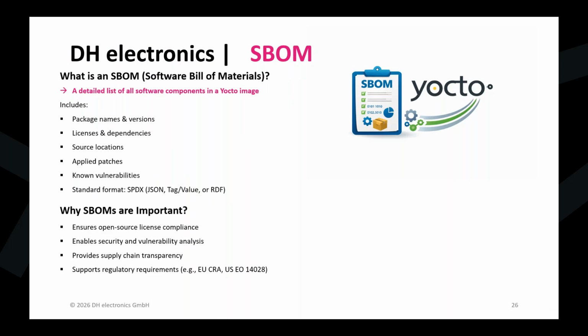The next question is, why do we need the SBOM? First of all, we have to ensure open source license compliance. Next, we need detailed information about the content of an image, otherwise we cannot check it for CVEs. The SBOM also provides us with information about the supply chain of the sources, and we also need an SBOM to meet regulatory requirements such as CRA. And on this link you find some information or the documentation of the Yocto SBOM.